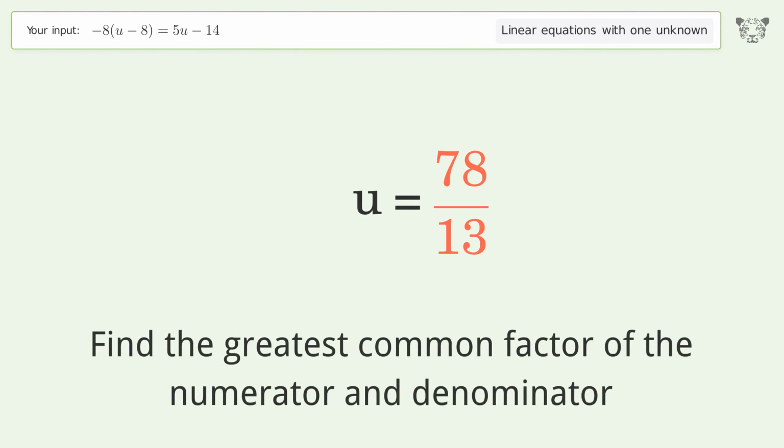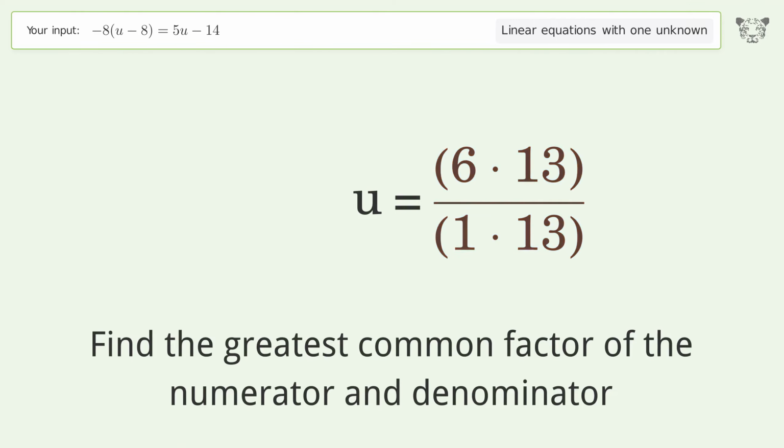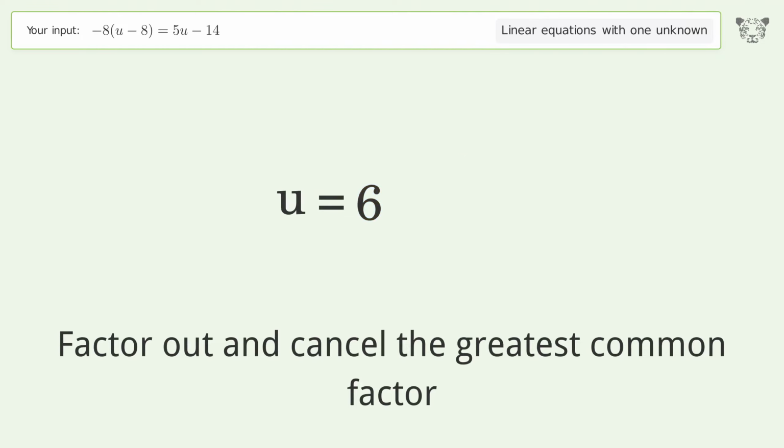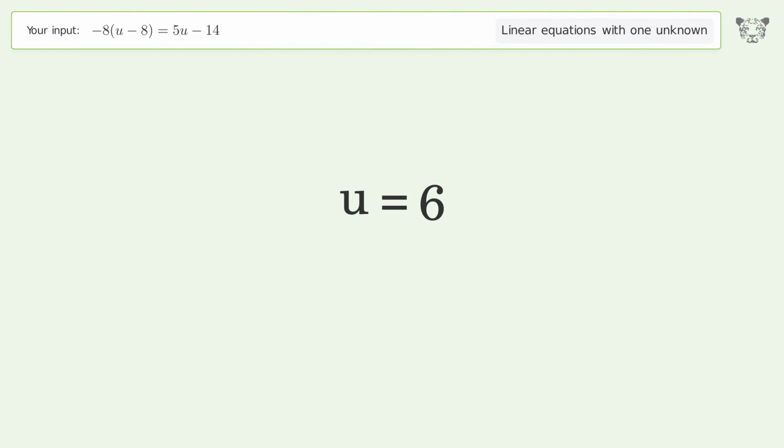Find the greatest common factor of the numerator and denominator. Factor out and cancel the greatest common factor. And so the final result is u equals 6.